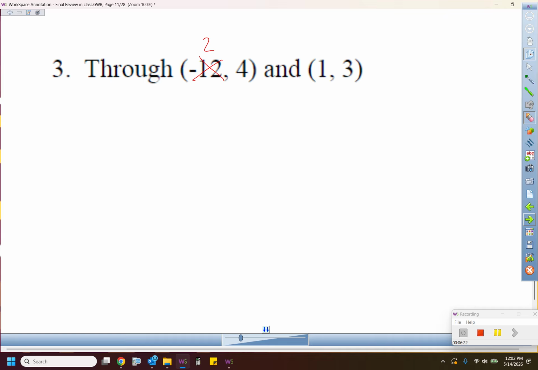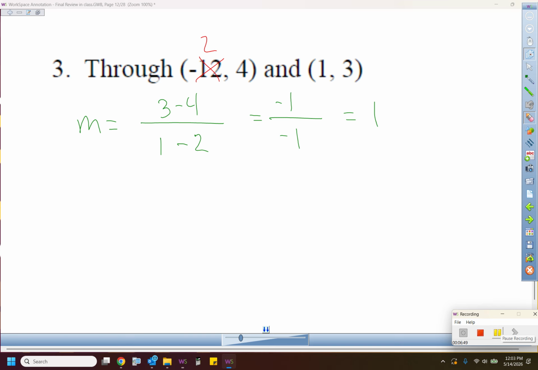They want me to write the equation of the line that goes through these 2 points. What do I need first? What do I want to find? Find the slope. All right, so let's find the slope. Did you get a +1 for the slope in that situation? All right, so cool. But that's not what they want. They want me to write the equation of the line that goes through these 2 points.